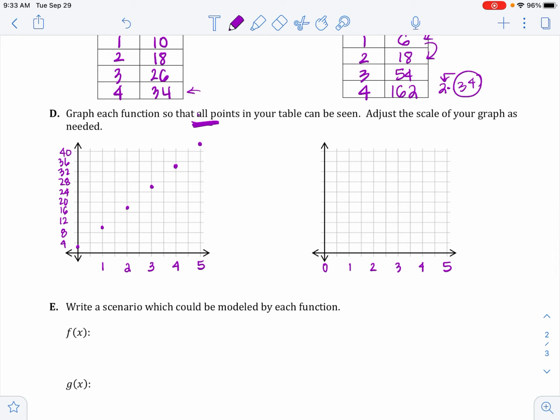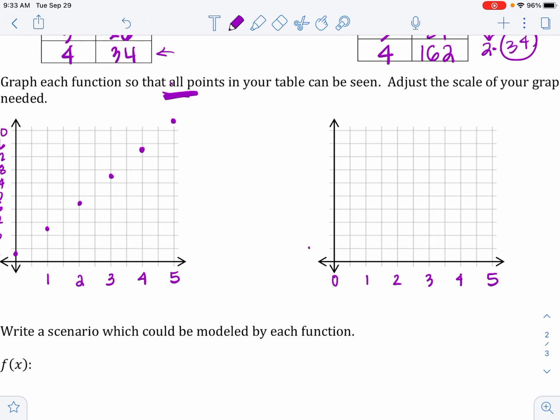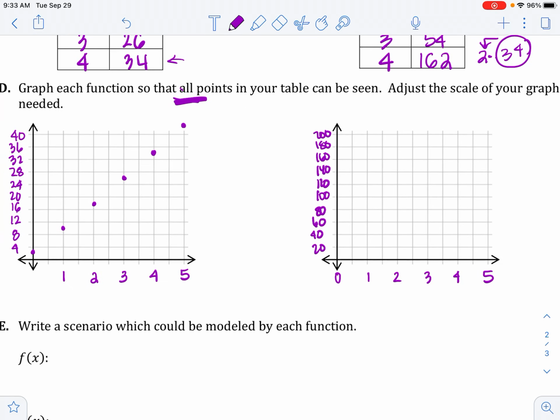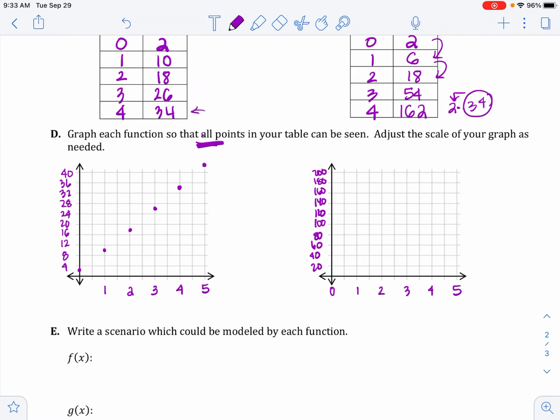It's fine. All right, so I need to get up to, at the very least, 162 to get that 4 on there. So I have to ask myself, what can I go by? I'm going to say I'm going to get up to 200, and I'm going to go by 20s. So I'm going to go 20, 40, 60, 80, 100, 120, 140, 160, 180, 200. And now I got 162 that'll be on there.